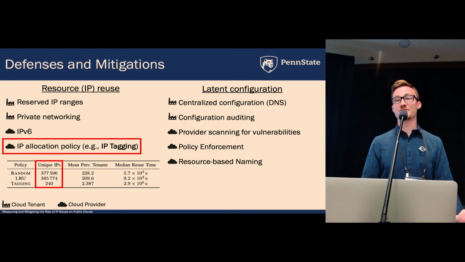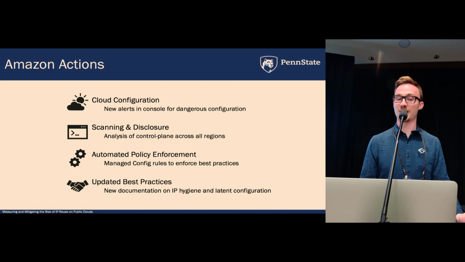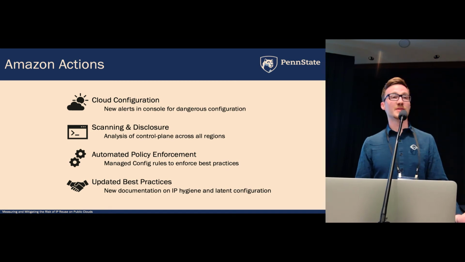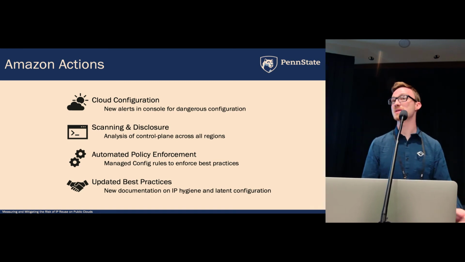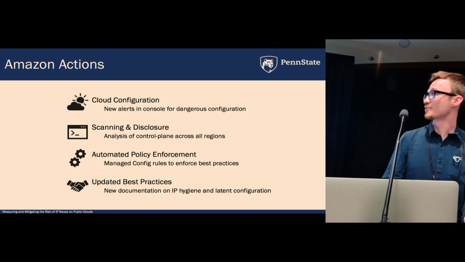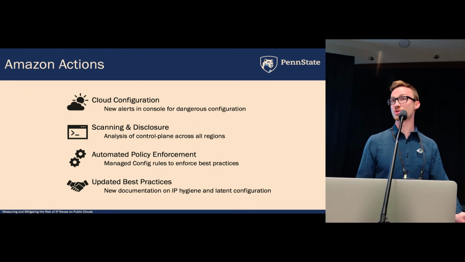In addition to the defenses that we propose, Amazon has taken actions to protect users on their cloud platform. They've introduced new configuration alerts on the console that will automatically alert users when creating configurations that could become latent, such as direct references to IP addresses. They've also taken our findings and performed scanning and disclosure process using control plane information across all regions.